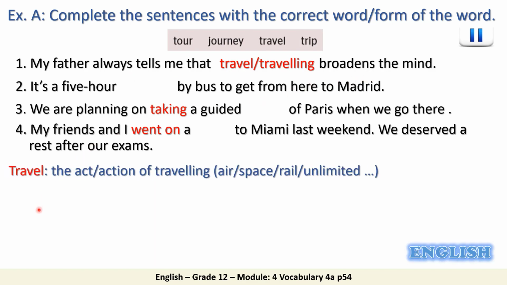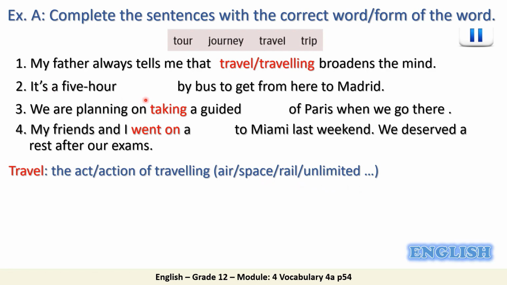Okay, we use travel to express the act or action of traveling. We can use modifiers like air travel, space travel, rail travel, limited travel or unlimited travel for some visas to some countries. How about number 2?